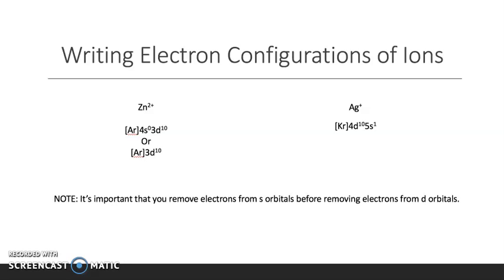For something like silver plus, which is just removing 1 electron, we do the exact same thing here. Krypton is the full noble gas that we have in this case. So we would be removing 1 electron from the s orbital. So it would be krypton 4d10, 5s1. So pretty simple, it's just important to keep in mind that we're removing electrons from s orbitals before d orbitals.